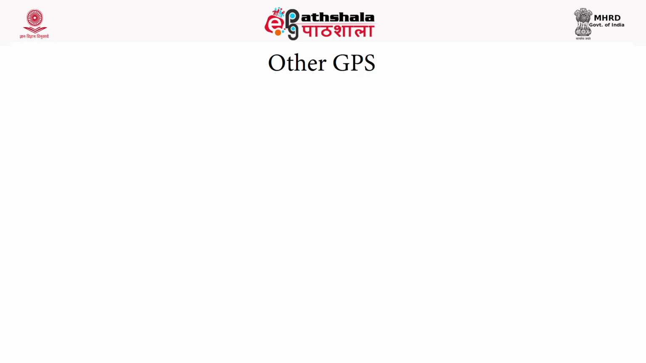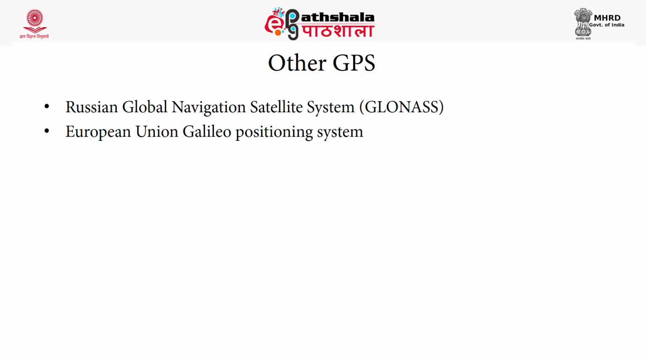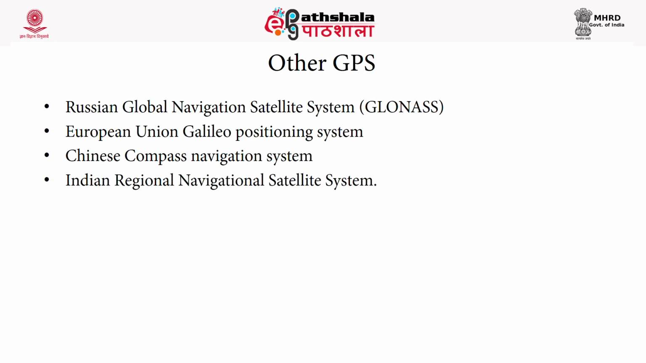After studying the working principle and the clocks in GPS, let us study the other types of navigational satellite systems or GPS systems. Besides the US based GPS system, we have Russian GLONASS, that is Global Navigational Satellite System, European Union's Galileo, Chinese BeiDou Navigational System, and India's Indian Regional Navigational Satellite System.